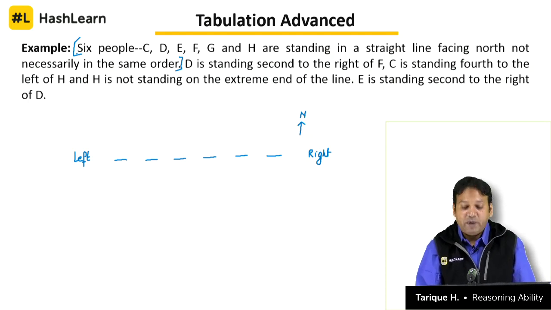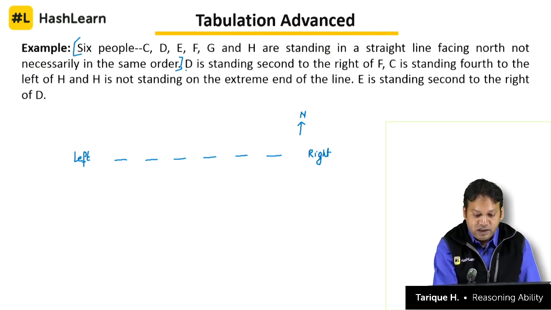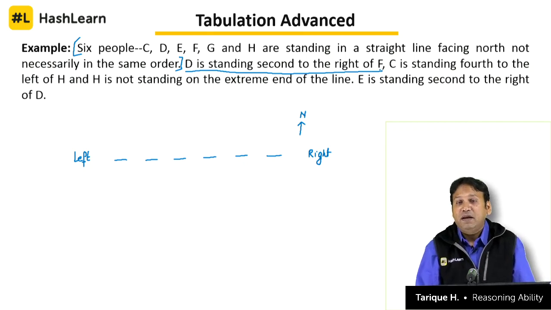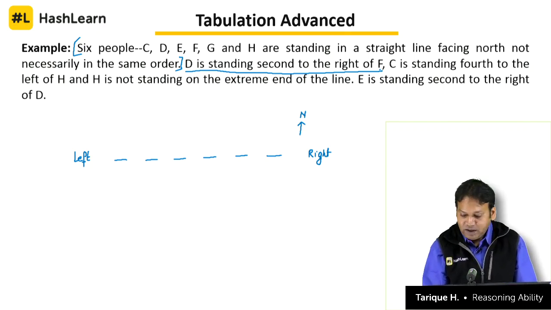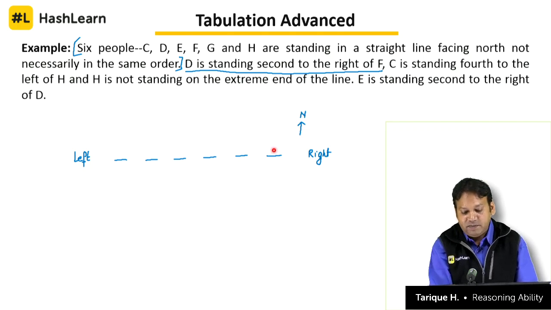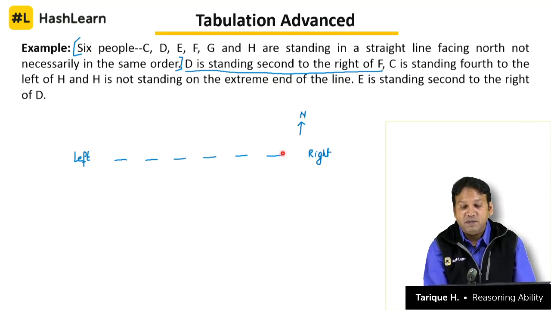Now we go to the clue part of the question. Start with the first clue, D standing second right of F. Now we don't know where F is, so we cannot place it. This is an indirect clue because we don't know directly where to place F. There are so many positions F can take. So if we see here, D is second right of F. Can F be here? No, this cannot be F because there is someone to the right of F. So this is not possible for F. This is also not possible for F because D is second right. This is first right, this is second right. So it's again not possible.